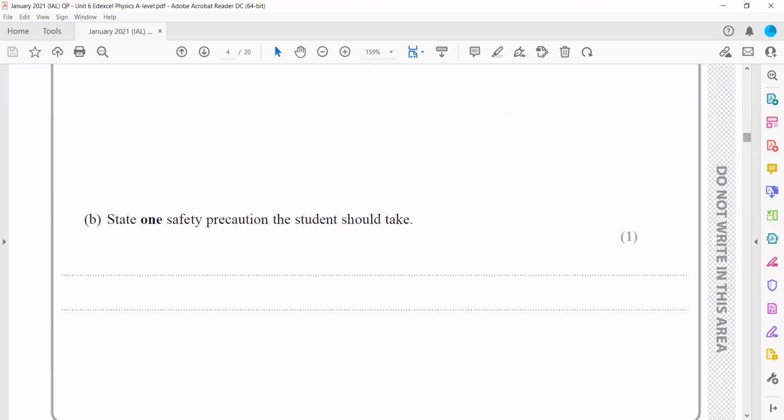One safety precaution a student should take is related to this, because when we are using these capacitors, there may be chances that a high voltage is developed, so it may lead to an electric shock. So ensure that the potential or the voltage is not too high across the capacitor. Otherwise, if the voltage is too high, then it will produce a very large current that may electrocute or give an electric shock.